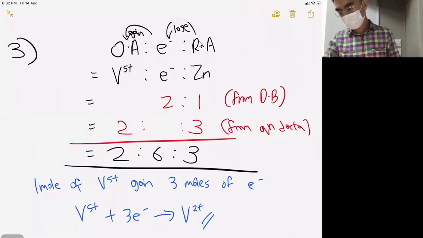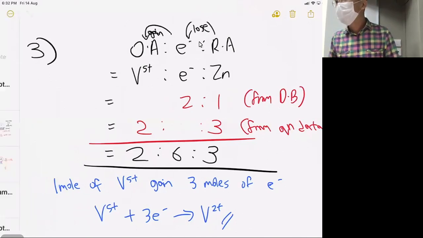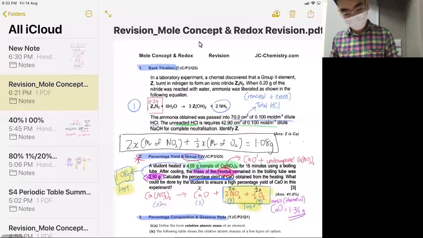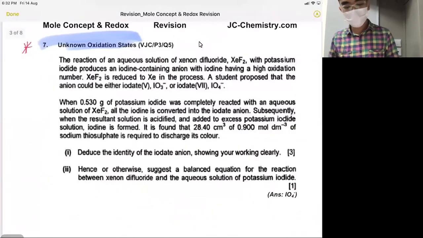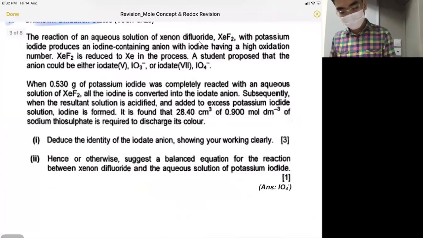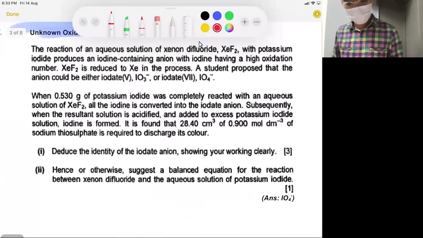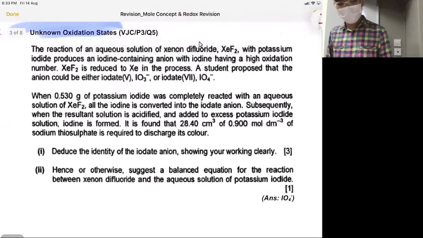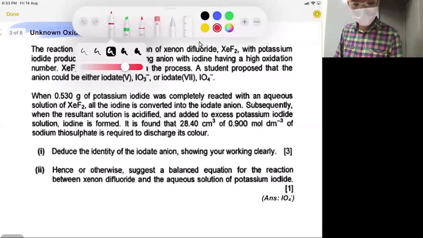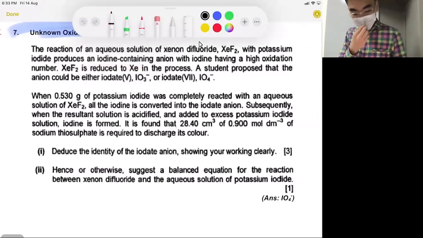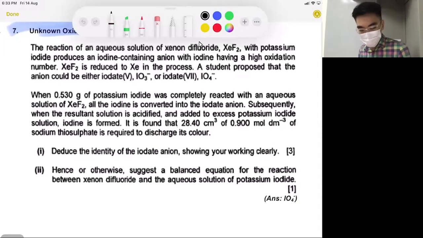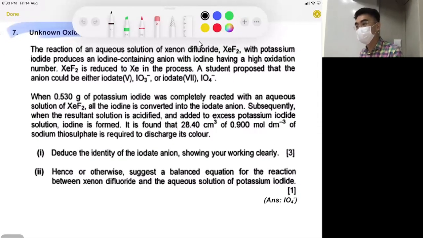Let's look at 7. Read first. Scare yourself a little bit first before I talk about it. Last time I always could not do redox. But redox, you must keep practicing it. It's like maths. It's just that A-level redox can be very hard, and A-level mole concept can be very hard. Let me just break down this question because there are 3 redox reactions happening here.